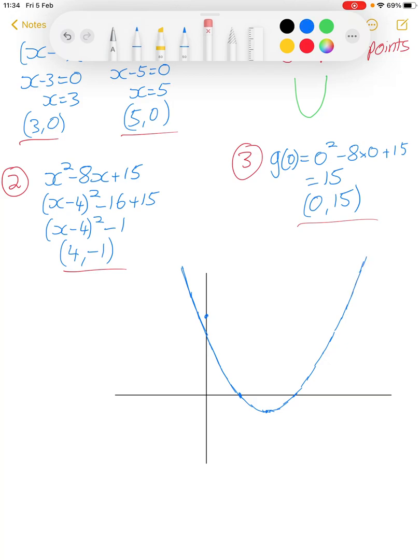I think I've done a pretty good job there, apart from this point over here. I'll just get rid of it, move it to there, and then that was the y-intercept, so that's 0, 15.